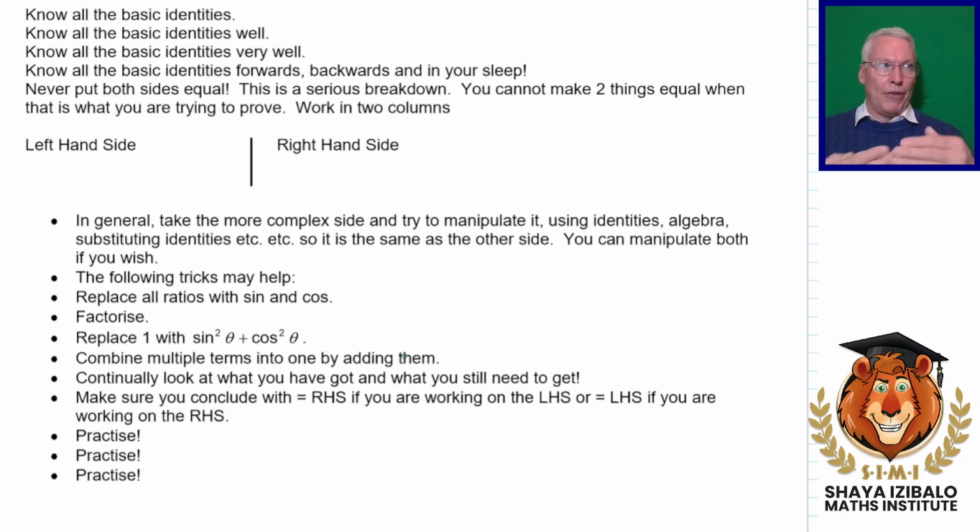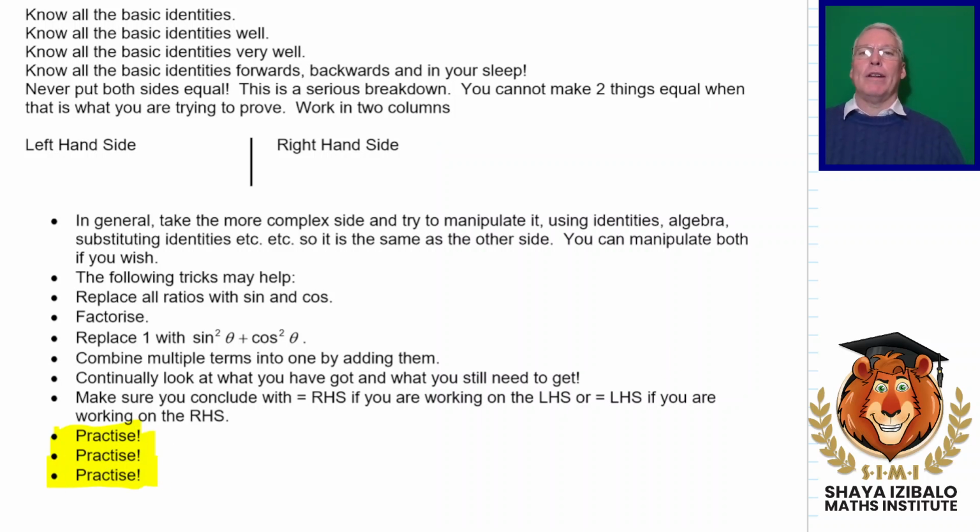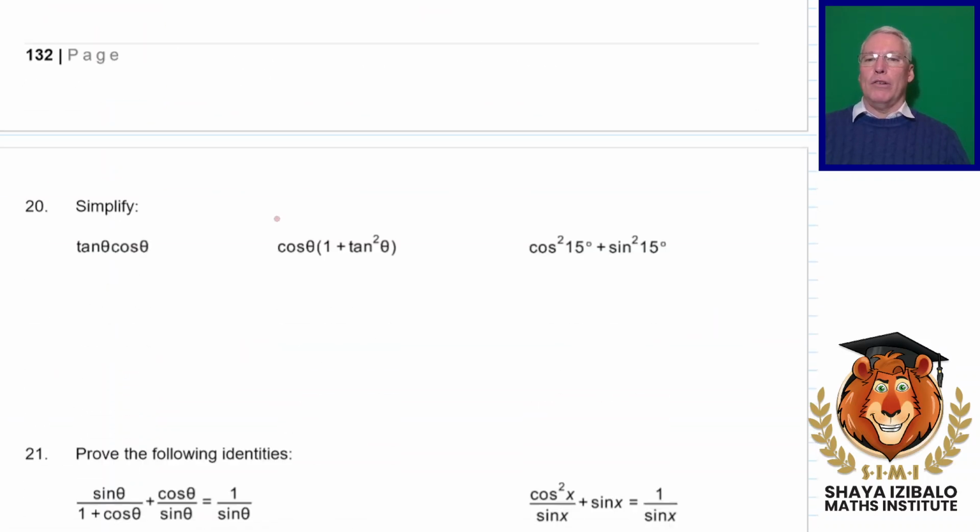We never work with both sides together. That's what we're trying to prove. So we work with the left-hand side and the right-hand side, and if necessary, we work with both. We've got a few strategies here. One thing is to replace everything with sine and cos. If we've got multiple terms, we can combine them. Sometimes we need to factorize. But ultimately, it's just about practice, practice, and practice, to get better and better at these. Let's dive straight in and try one together, and then we're going to ask you to try one.